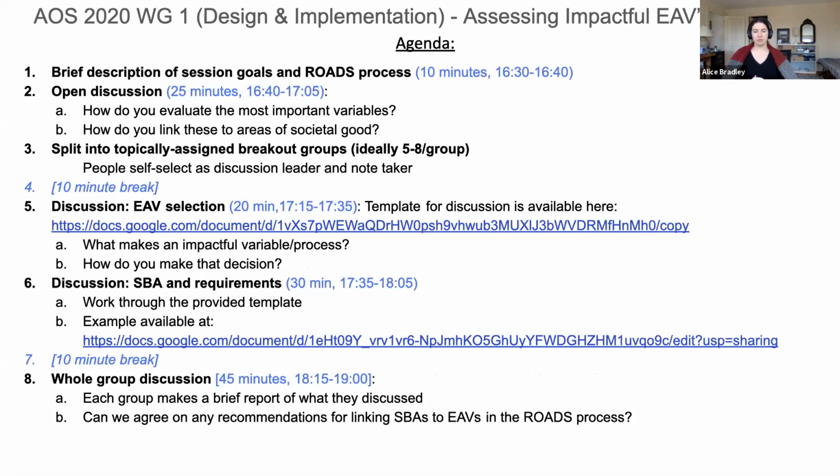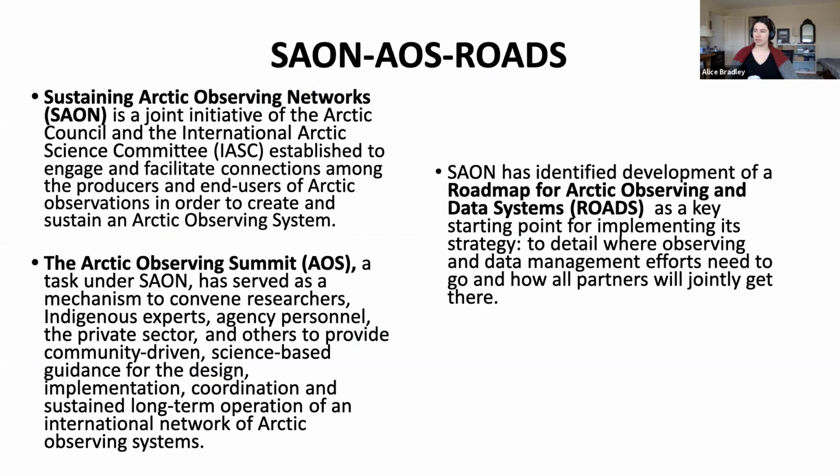So the big topics for today's session are, again, how do you evaluate what is an essential variable, what is impactful or important, what does that mean in this context? How do we link these variables to areas of social or societal good? And then what do we need to do in order to define observing requirements from those links? We're going to spend the bulk of our time in the middle of the session in smaller group discussions, but we will start out with some open discussion first and then bring it back into the full group for a full report out at the end.